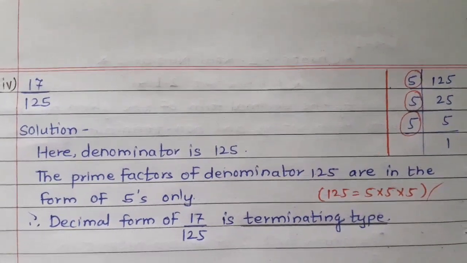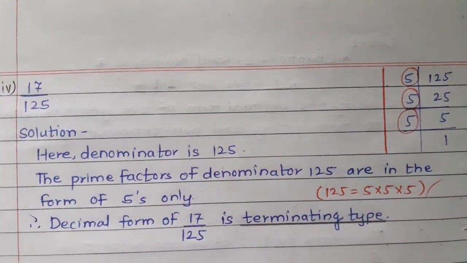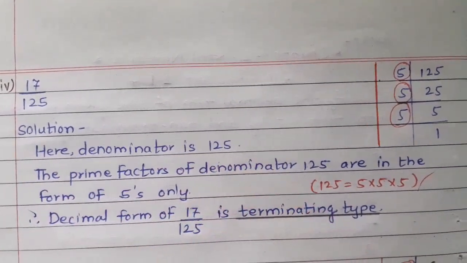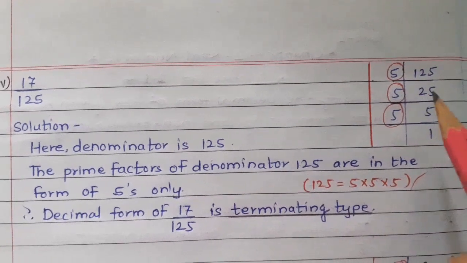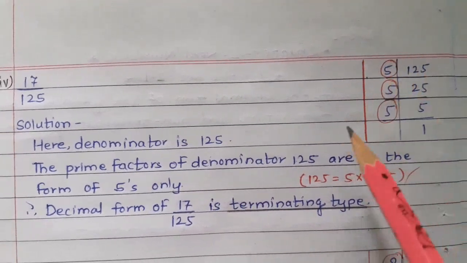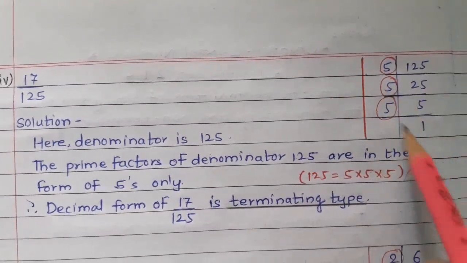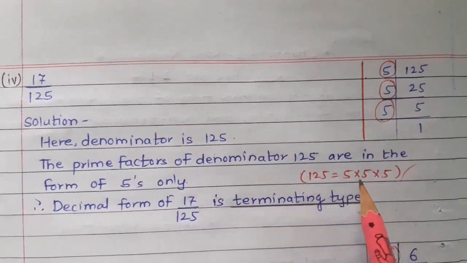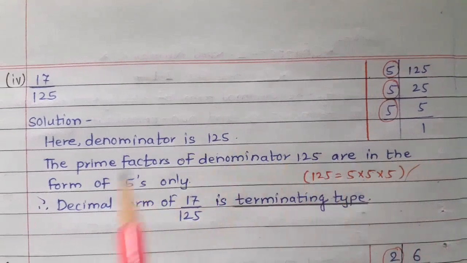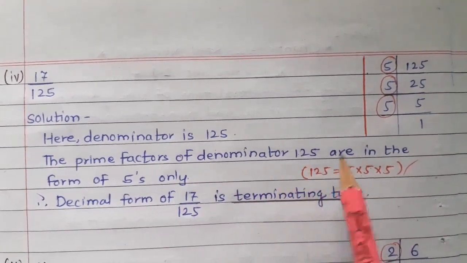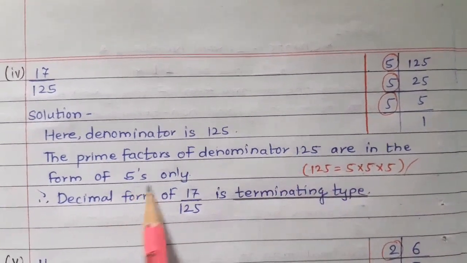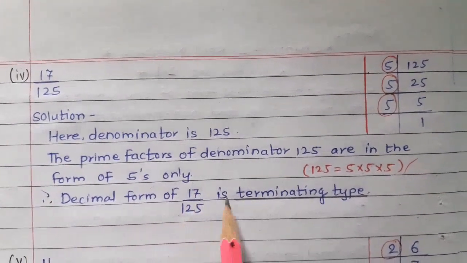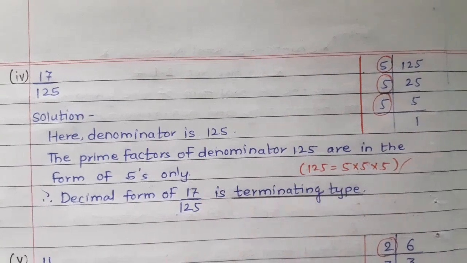Subquestion 4, 17 upon 125. Solution. Here, denominator is 125. The prime factors of 125 are, 25 5s are 125, 5 5s are 25, 1 5 is 5. So, the prime factors of 125 are 5 multiplied by 5 multiplied by 5. So, the prime factors of denominator 125 are in the form of 5's only. Therefore, the decimal form of 17 upon 125 is terminating type.